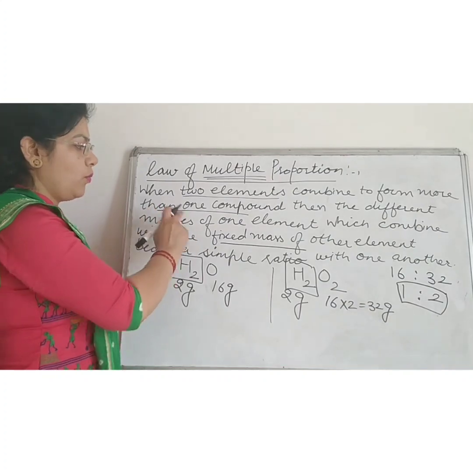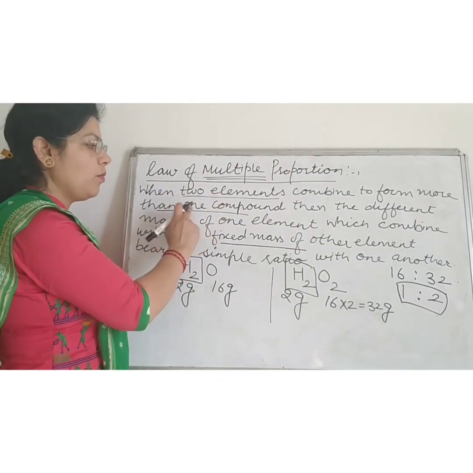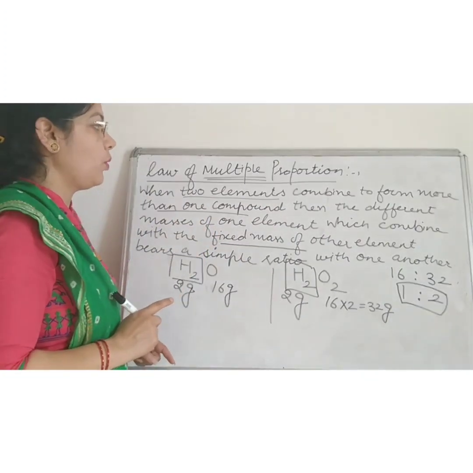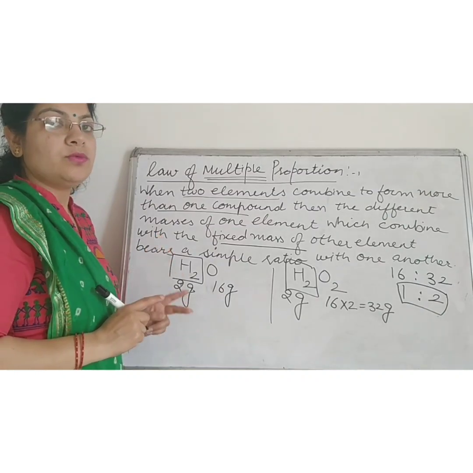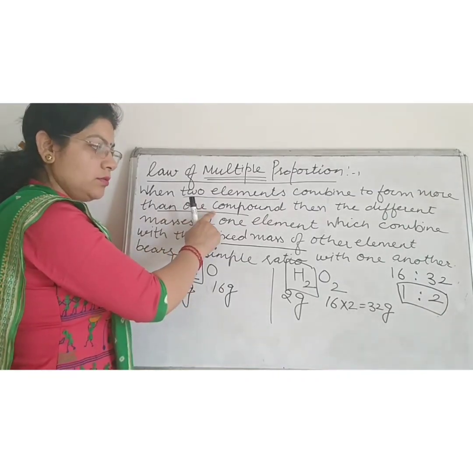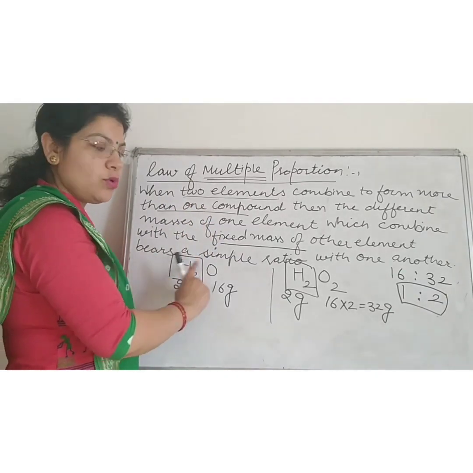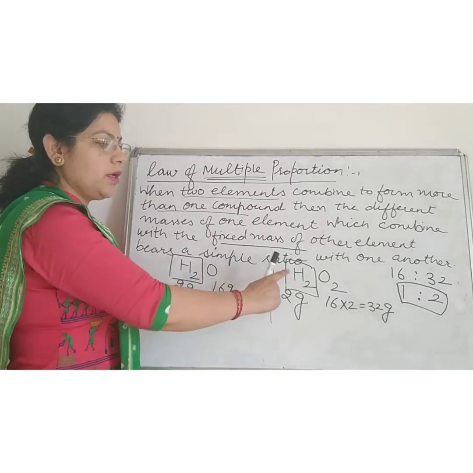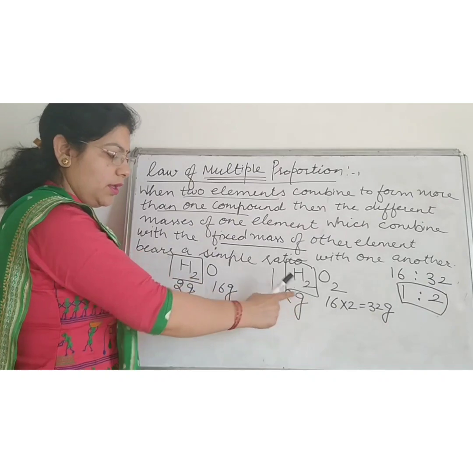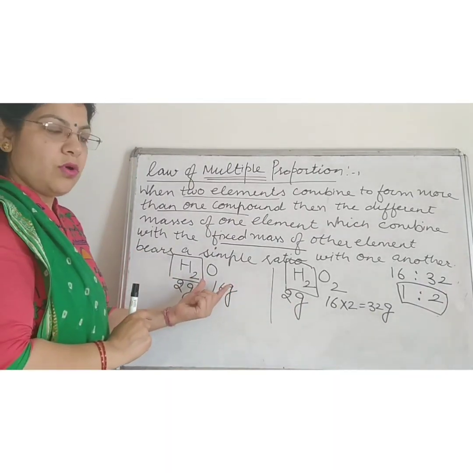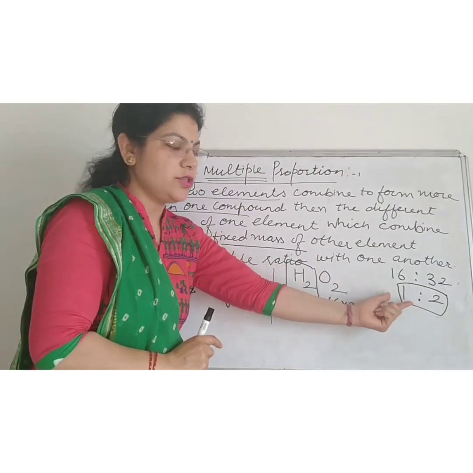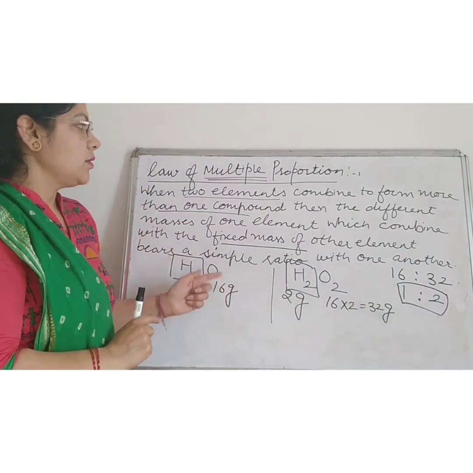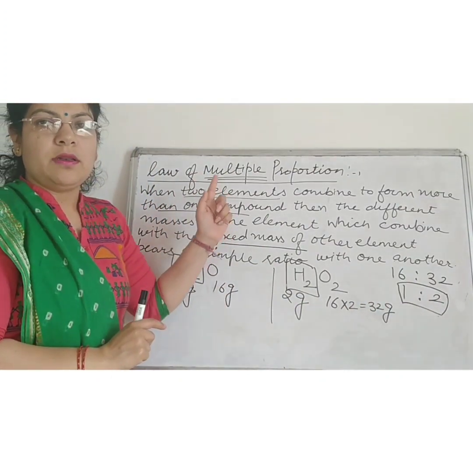According to this law, when two elements combine to form more than one compound, that means the necessary condition for this law is that the compounds are always more than one, and when we fix the mass of one element, then the other bears a simple ratio with each other. Here the different masses of oxygen bear the simple ratio, that is 1:2 ratio, with one another. This is the law of multiple proportion.